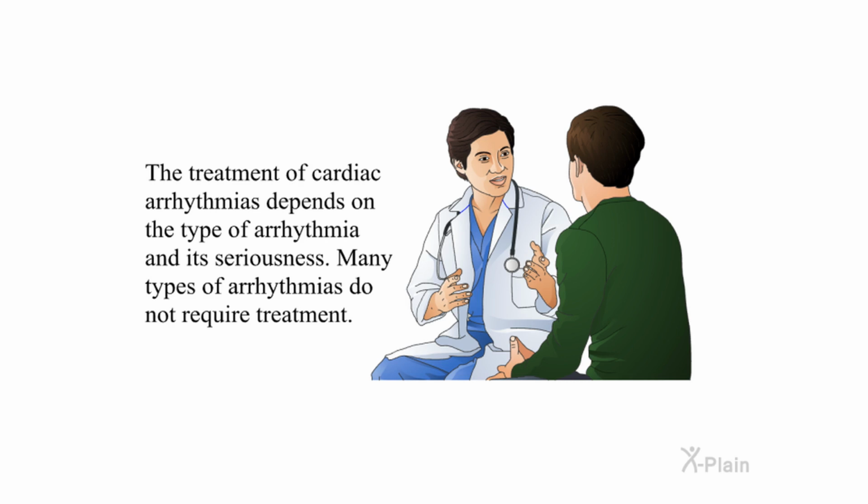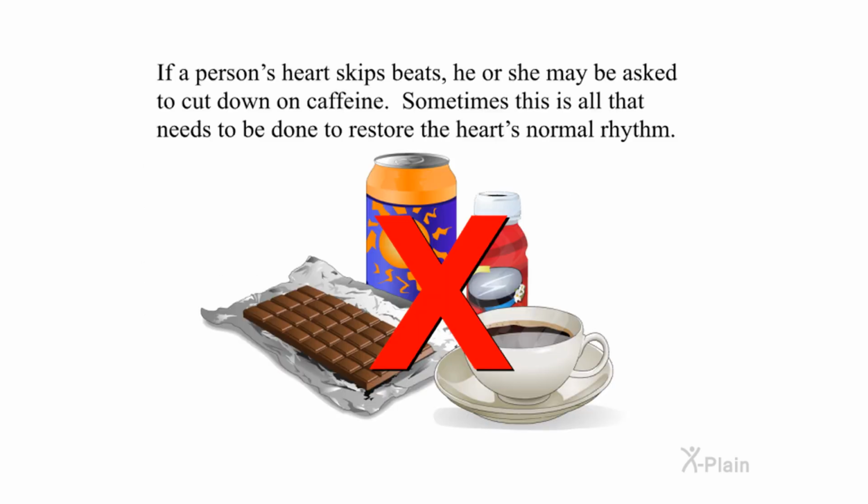Treatment. The treatment of cardiac arrhythmias depends on the type of arrhythmia and its seriousness. Many types of arrhythmias do not require treatment. If a person's heart skips beats, he or she may be asked to cut down on caffeine. Sometimes this is all that needs to be done to restore the heart's normal rhythm.